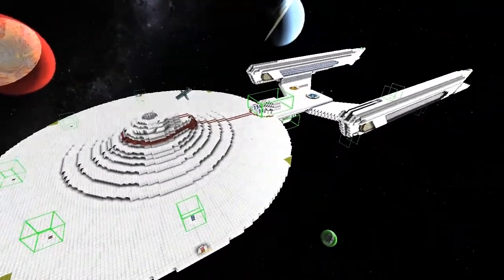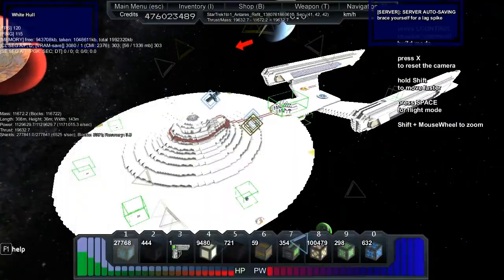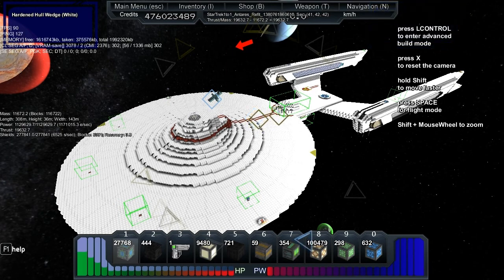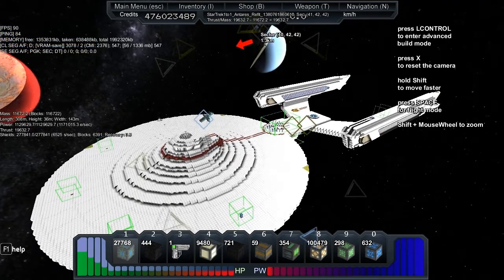Let's check out the statistics on this beast. It's got a mass of 11,000, nearly 12,000. It's got a thrust of 19,000, nearly 20. It's got a length of 308, a height of 36, a width of 43.